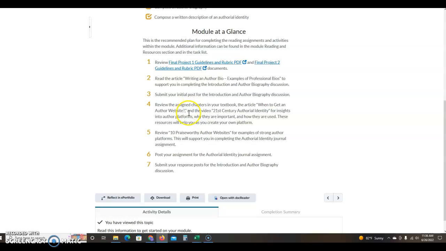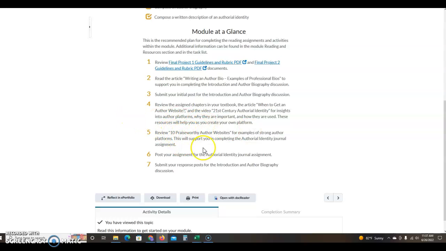You will have assigned chapters of a course textbook, when to get an author website, and the 21st century authorial identity discussions, because the way that we frame our own writers' identities is going to be drastically different than the way that quite successful writers did in the early and mid 20th century even. So we'll talk about those distinct differences and how we approach this in a way that benefits our brand, our style of writing, and really intrigues an audience.